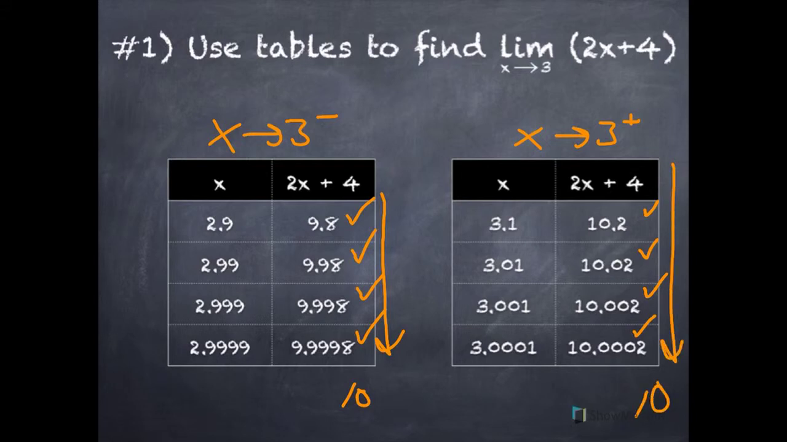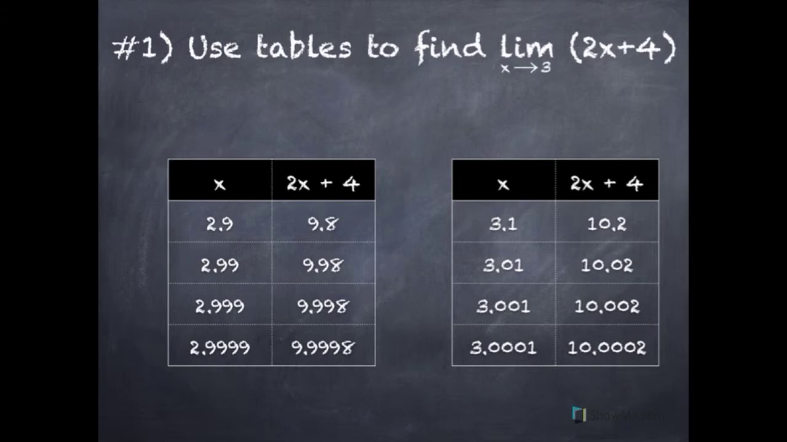So from this table we can see that this limit is approaching 10, which we could write then as the limit as x approaches 3 of the function 2x plus 4 equals 10, which is saying as x gets closer to 3, y is getting closer to 10.